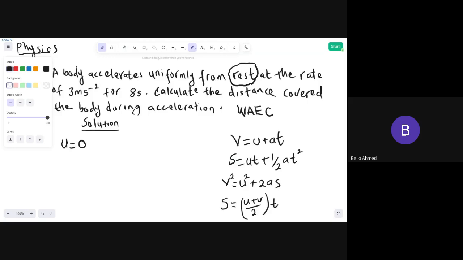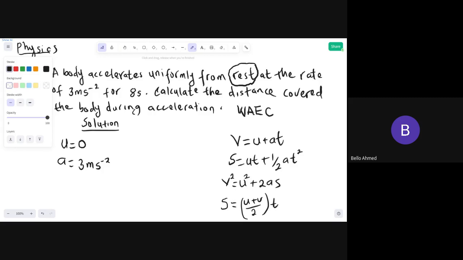It is very important. Now, let us continue reading the question. At the rate of 3 meters per second squared. Some people don't read carefully. This 3 meters per second squared, in fact the unit, meter per second squared, should tell you that this is acceleration, because it is acceleration that has the unit of meter per second squared. So you're going to bring out your A, meaning your acceleration is going to be 3 meters per second squared, like this. Do you understand that?